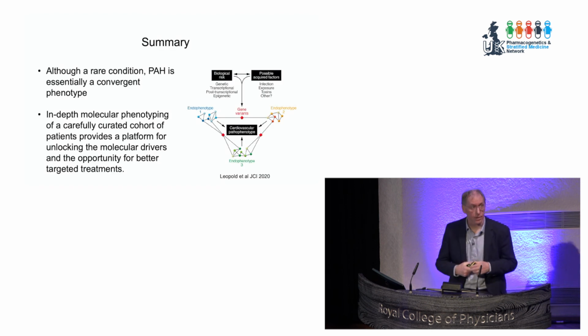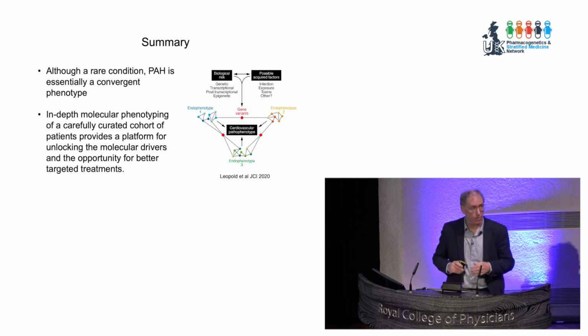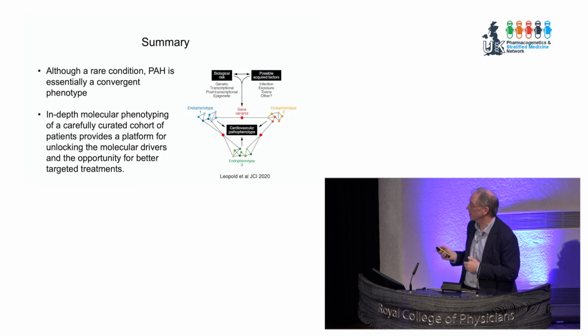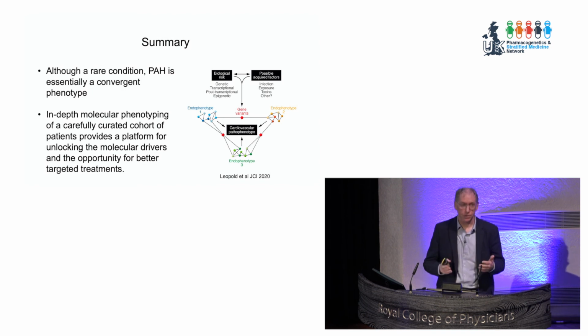So I'll conclude there by saying that pulmonary arterial hypertension is a rare condition, but we're now thinking of it as a convergent phenotype. And our model at the moment is to try and understand how gene variants and the proteomic networks that we're creating describe these endophenotypes, which singly or collectively lead to a clinical presentation. The expectation is that by understanding these endophenotypes in more detail, we might be able to come up with smarter drugs for this disease.